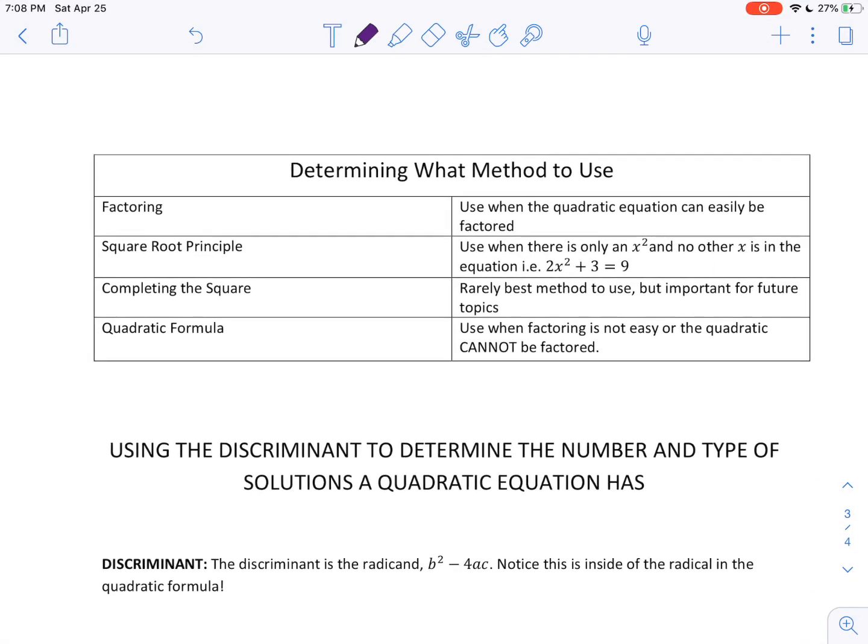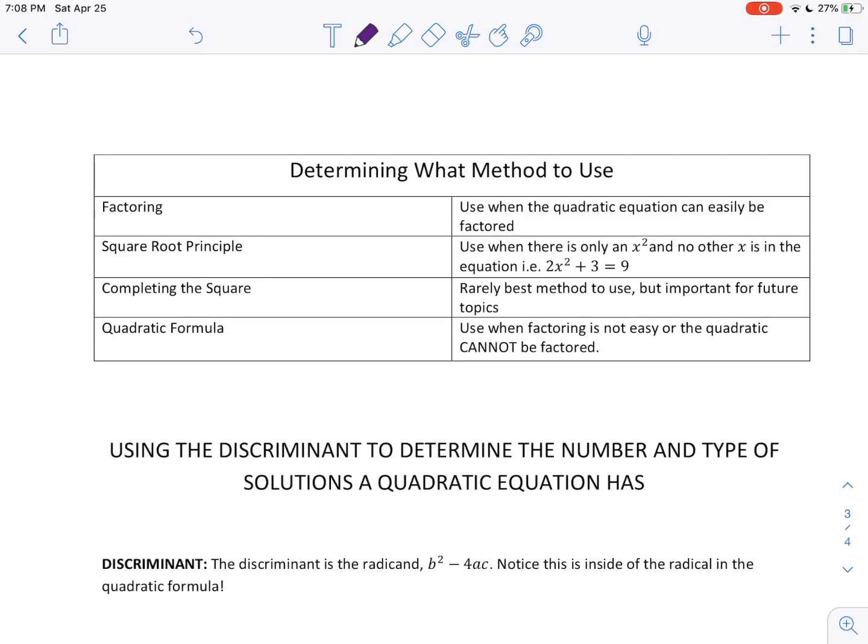I made this chart for you that helps you determine what method to use. Now that you have all 4 methods pretty mastered for solving quadratics, it's good to know when's best to use what. So when you want to solve by factoring, it's when the quadratic equation could easily be factored. So you have it set equal to 0, you see right away you could factor that. Go ahead and do that. That's going to be your quickest way.